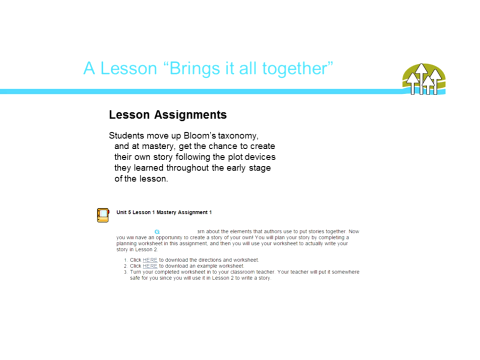The students move up Bloom's taxonomy, and at mastery, they get the chance to create their own story following the plot devices they learn throughout the early stage of the lesson. So at the very beginning, they learn about the process. They learn about plot, and then they get a chance to practice. Do you understand this vocabulary? Can you identify it when you're viewing an example with a Langston Hughes story? And then they move up, and then at the assignment level, they're actually getting a chance to write their own. And that is what this lesson assignment asks them to do.